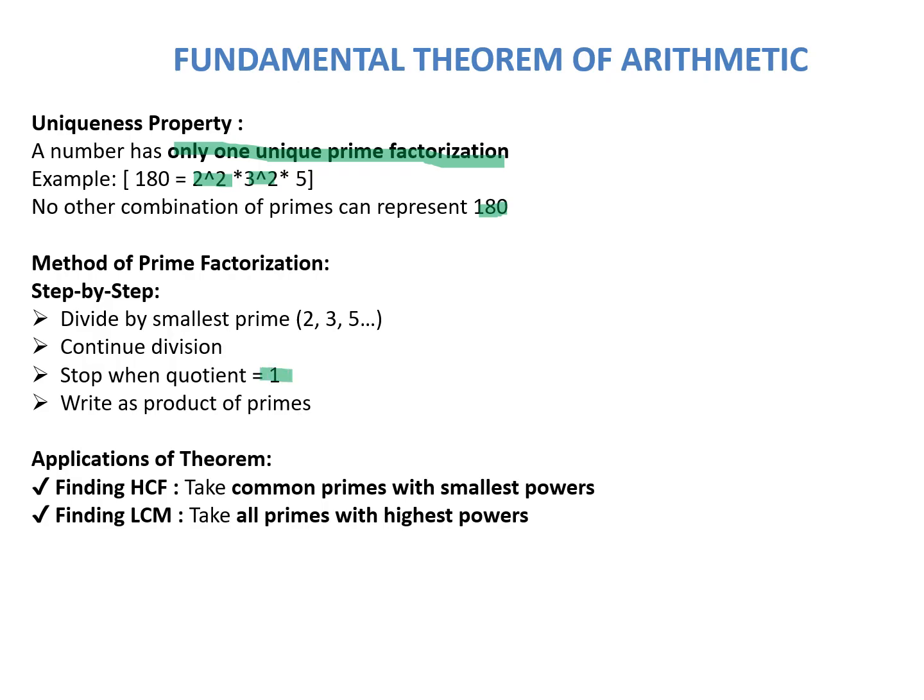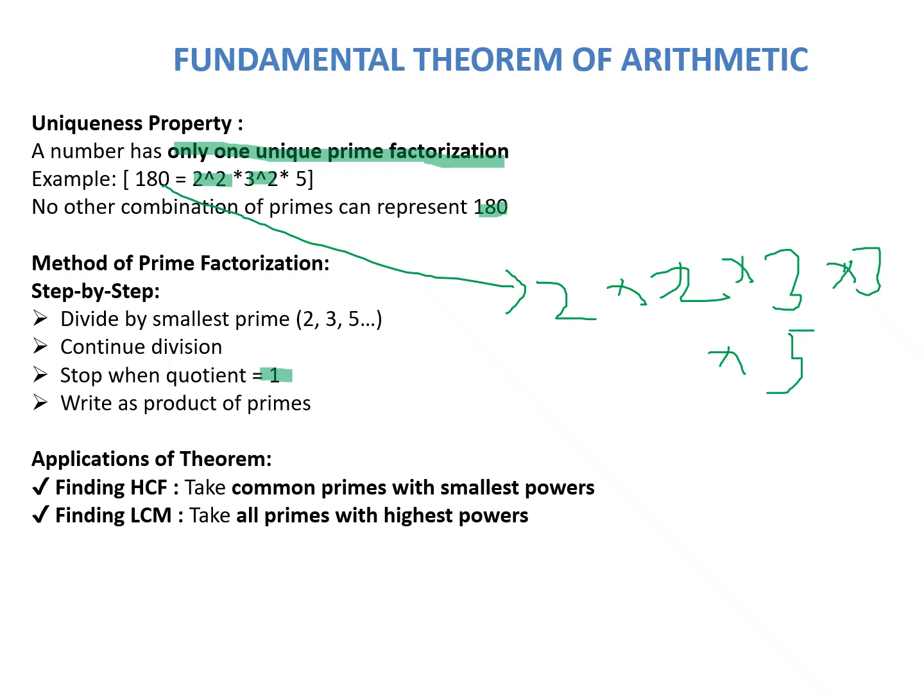Once we have achieved the quotient 1, we have done the prime factorization of that number. If you look at the example here, 180 can be represented as the product of 2 multiplied by 2 multiplied by 2 multiplied by 3 multiplied by 3 and then further multiplied by 5. This means that a number can be broken down into a product of prime numbers, and we continue this exercise till we achieve the quotient 1.